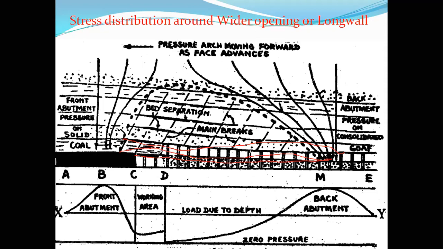So why is there a zero? Because this portion in this figure has caved. There is a collapse of the immediate roof. What happens? There will be a release of pressure. The pressure got released, and as a result this will be zero. This I will be explaining in the coming slides.